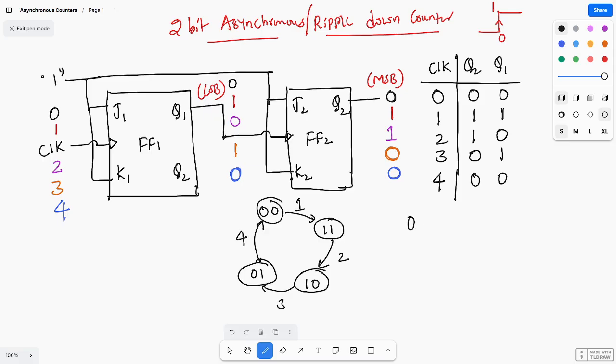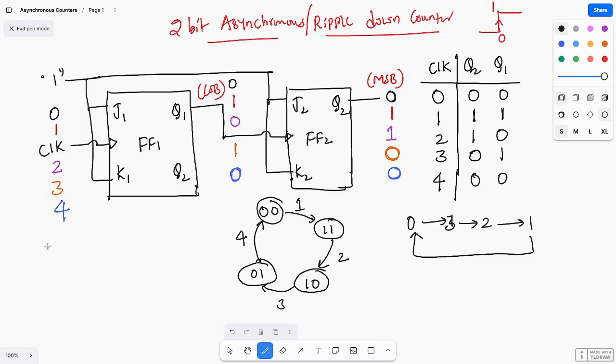So that means 0, next 3, next 2, next 1. After 1 it will come to the initial state. So this is the 2-bit asynchronous counter.